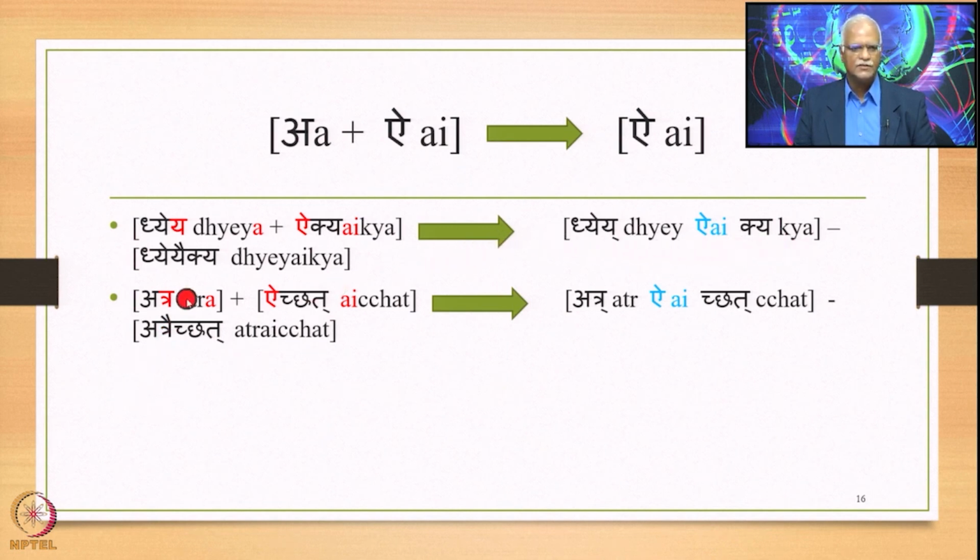Then we have Atra plus Aichat. These are two separate padas. This is part of the sentence. So Atra has got A at the end of the pada and Aichat has got I at the beginning of this pada. So we have A followed by I in the Samhita mode. So 6188 applies and the output generated is Atra I and Chat. So we have Atraichat.